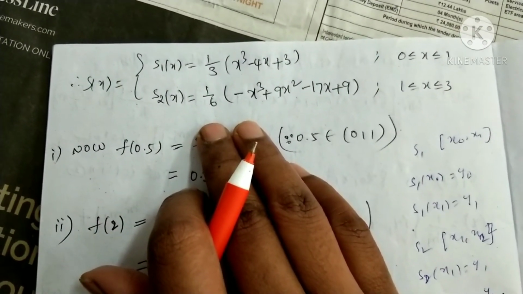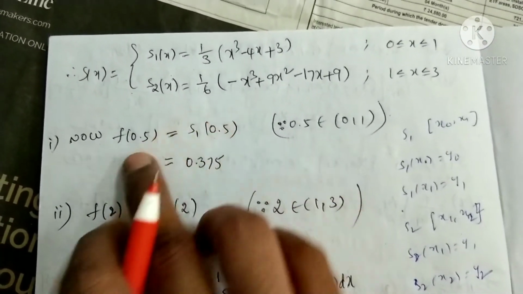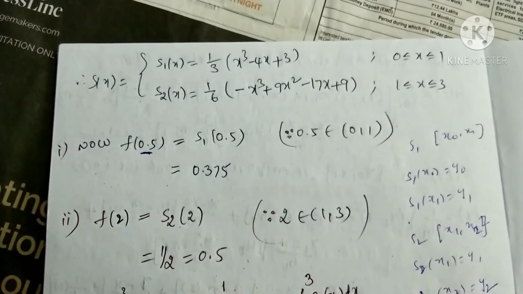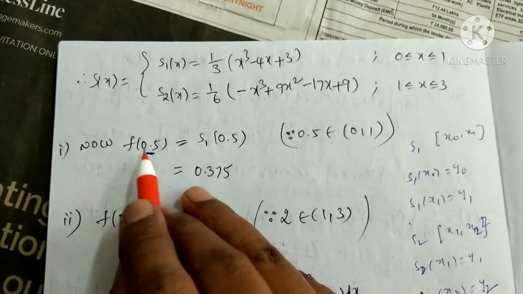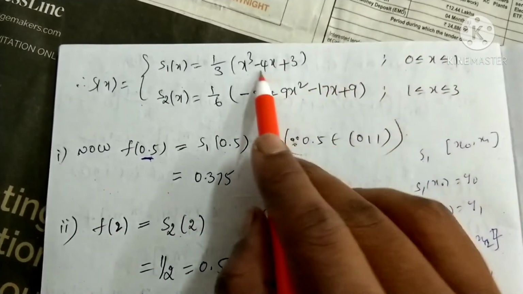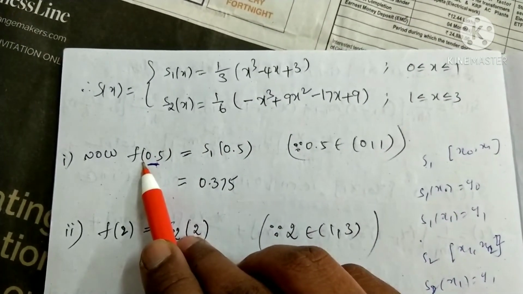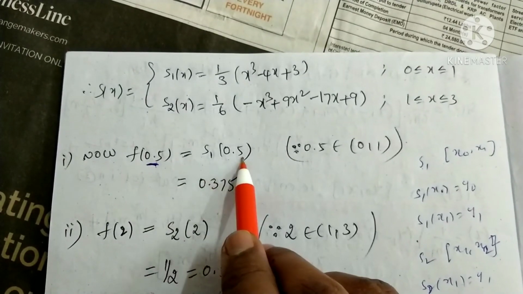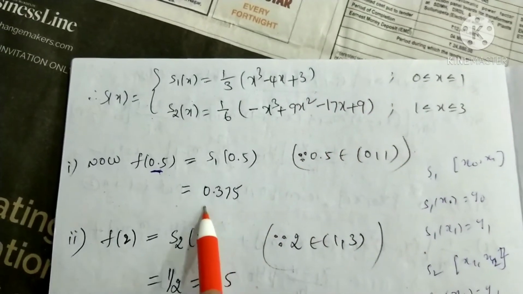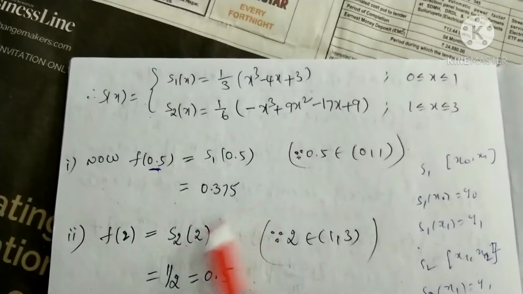We have some other bits, and hence using the spline we need to get f of 0.5. We need to check in which interval this 0.5 lies. It is very clear it lies between 0 and 1. So in the first interval our s of x is equal to s1 of x. So f of 0.5 can be obtained from s1 of 0.5. In this polynomial we put x equal to 0.5 and we get the value as 0.375.